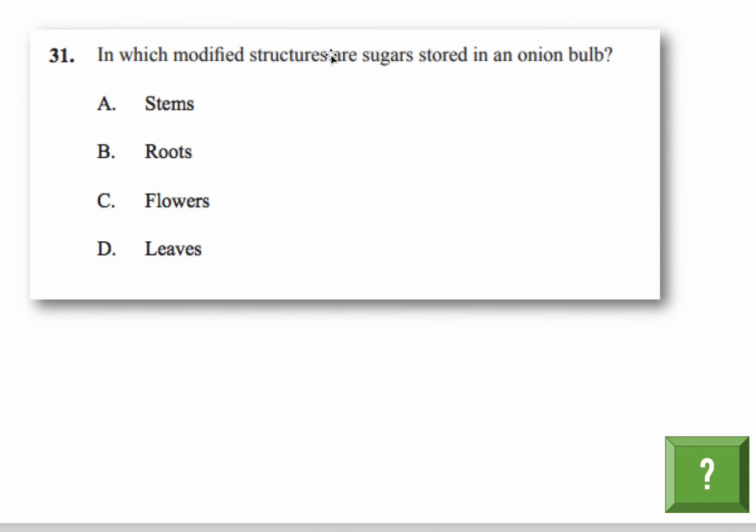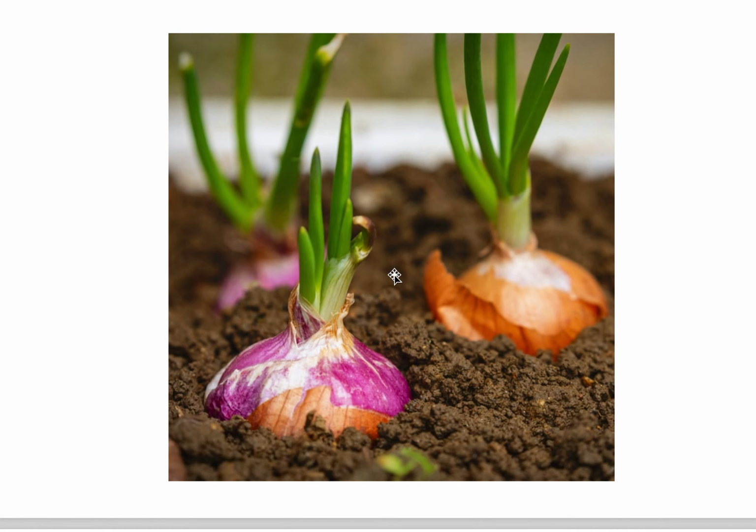In which modified structures are sugars stored in an onion bulb? So first of all, what is an onion bulb? An onion bulb is basically an onion. It's just another name for an onion. And we know they're grown in the soil and they can have leaves. And this is the onion that we really know, this part, right? This part makes you cry, okay?